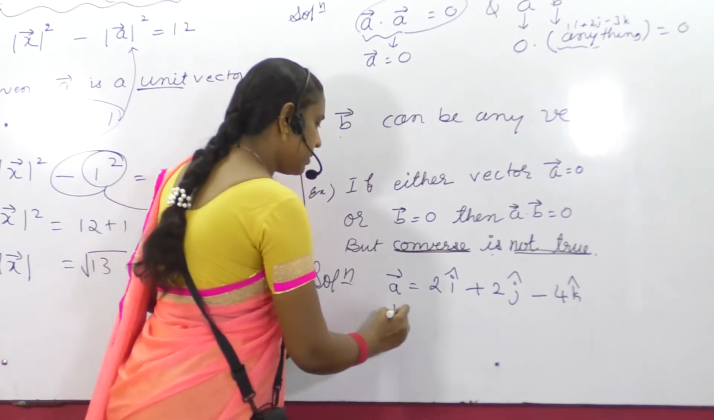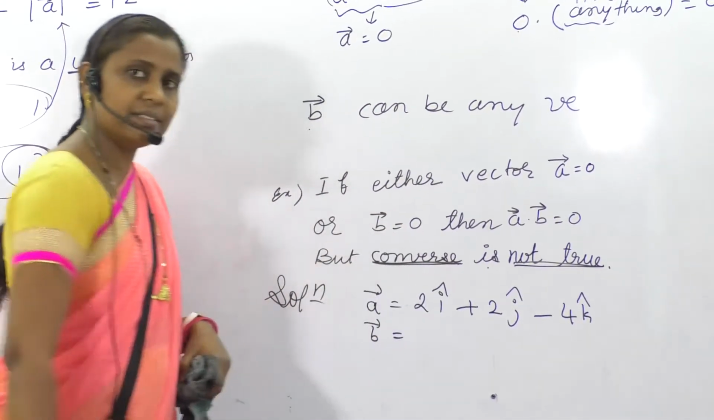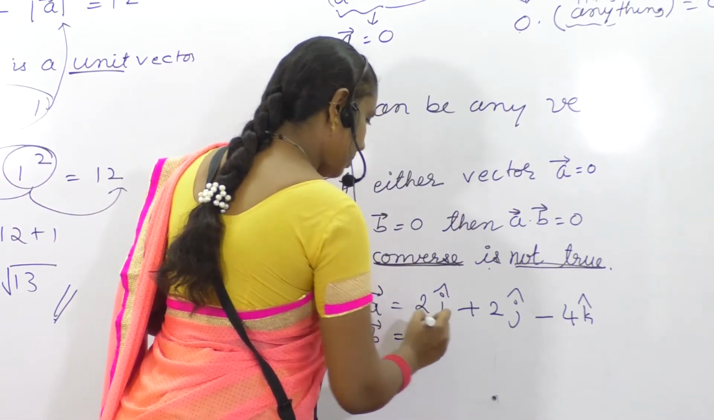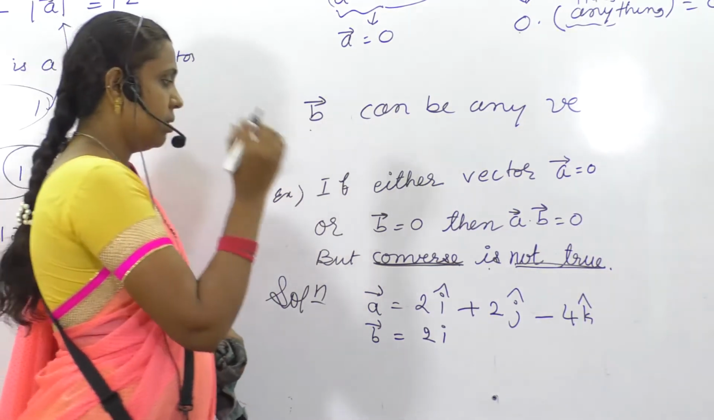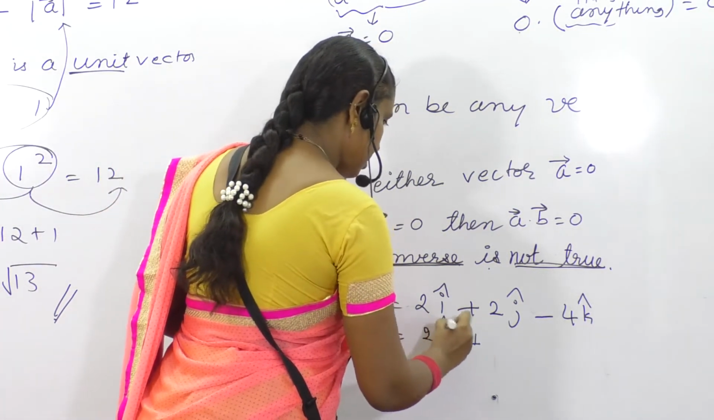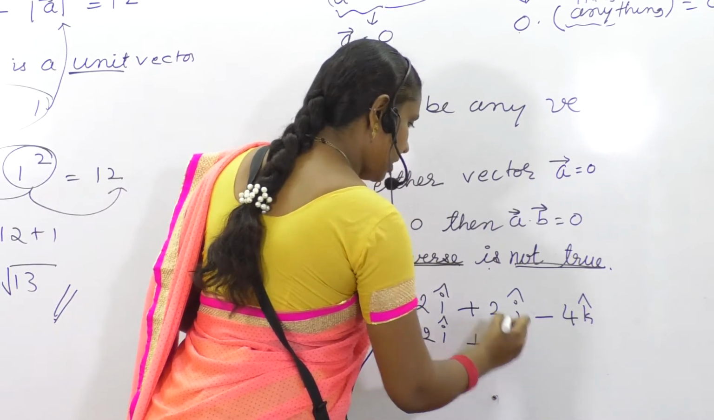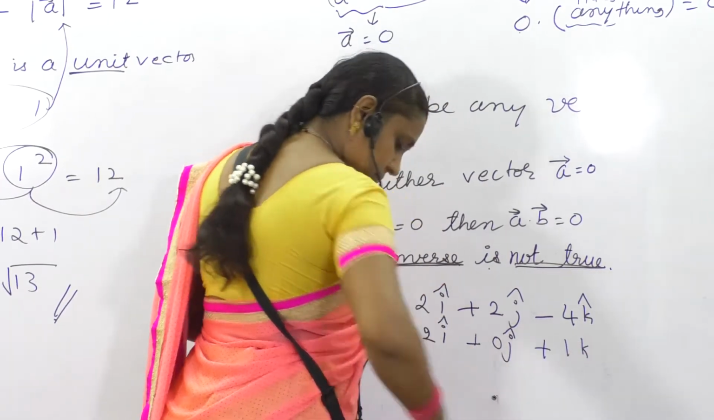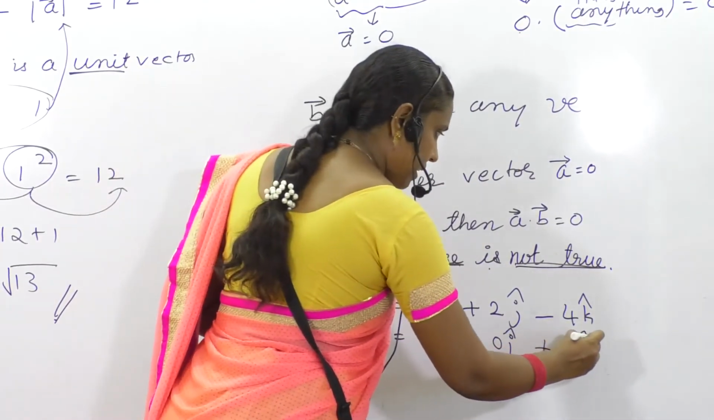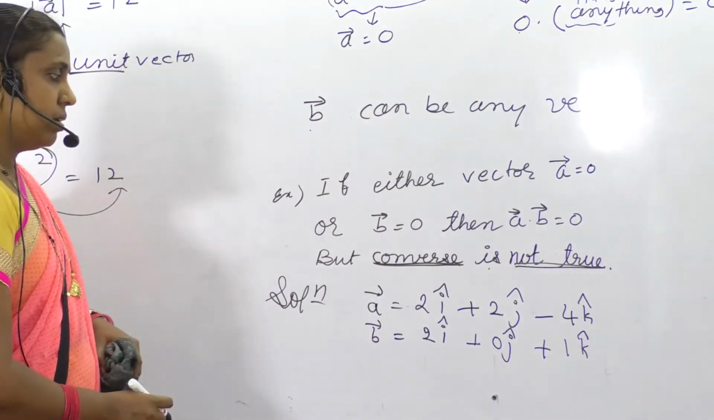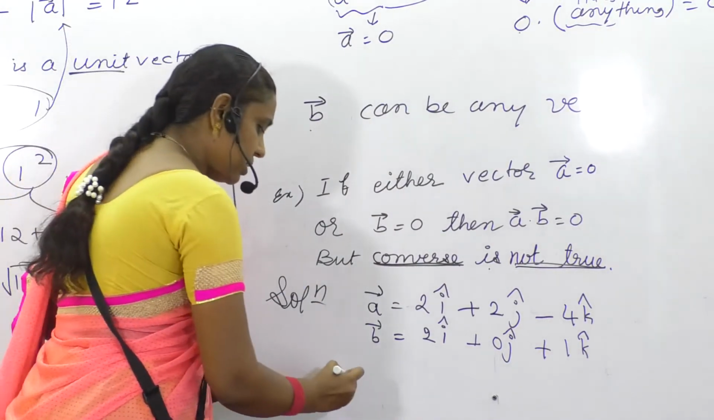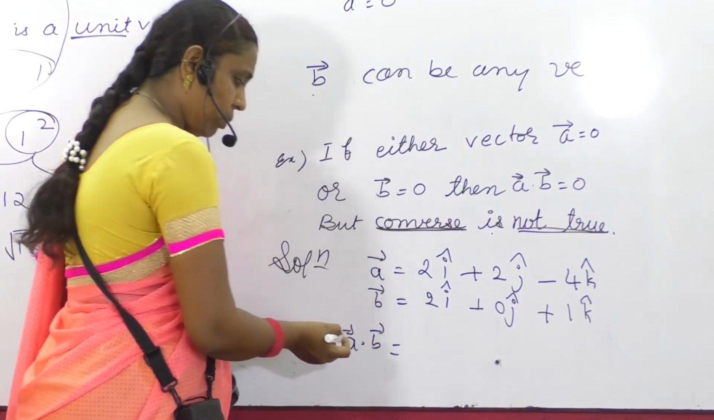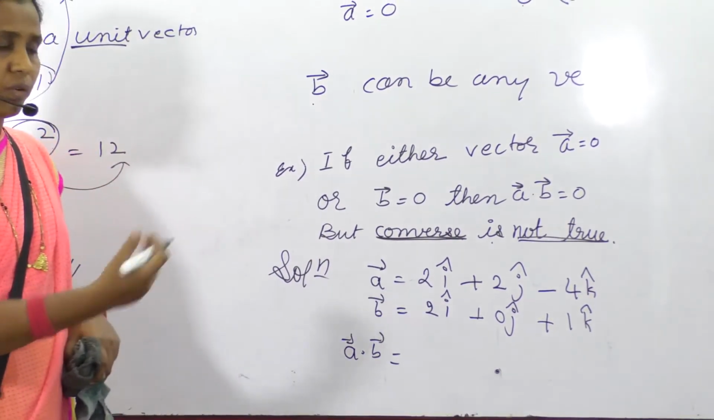Okay. Next I will be taking the vector B as 2i plus 0j plus 1k. Is this right? Okay. Let us check whether the vectors we framed are going to give the dot product as 0 or not. Okay.